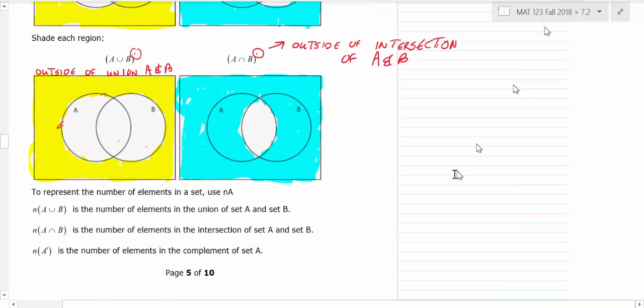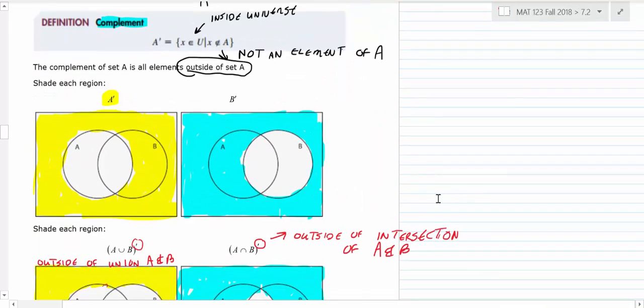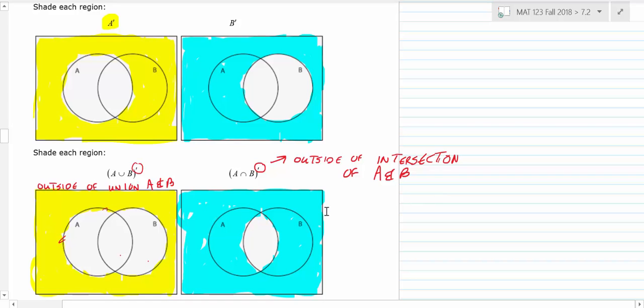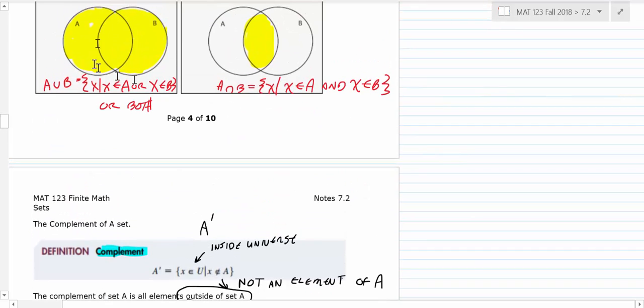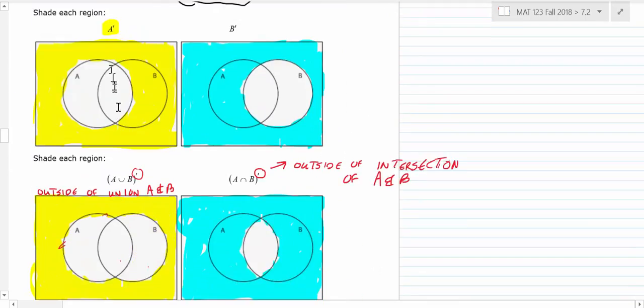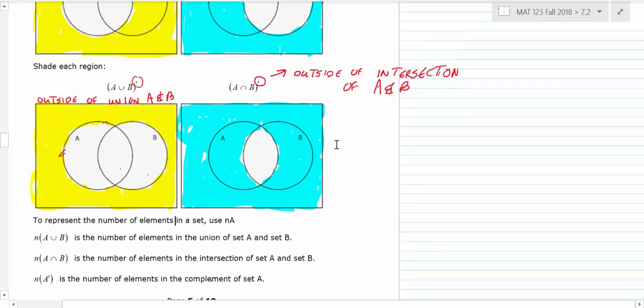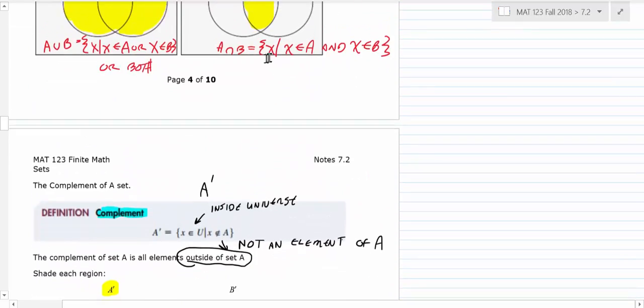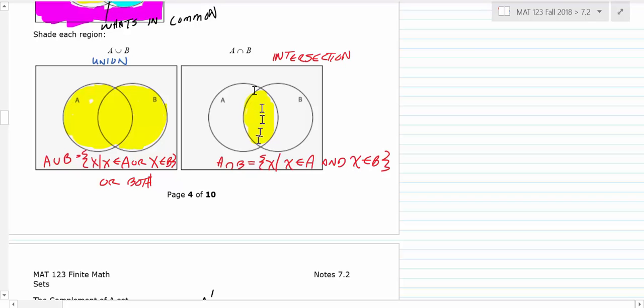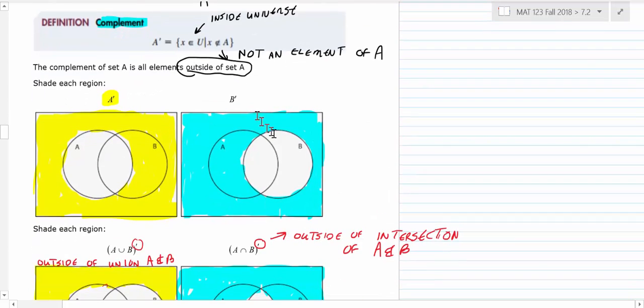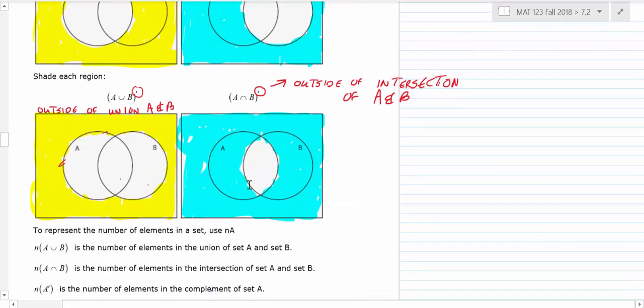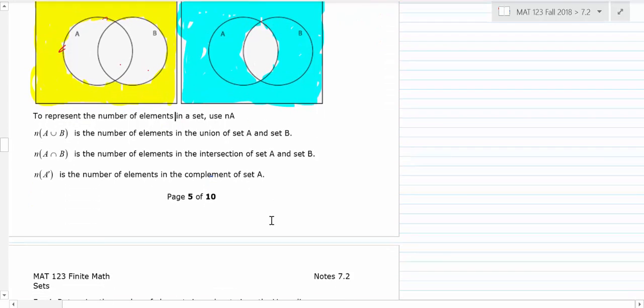So what I want you to kind of see is the difference between a couple of things. The union of A and B, if you go back to the previous page, is this. So the complement is everything outside of that. If you go back to the previous page, the intersection, A intersection B, is this part here. So the complement is everything outside that. Okay, does that make sense? Okay, all right, very good.